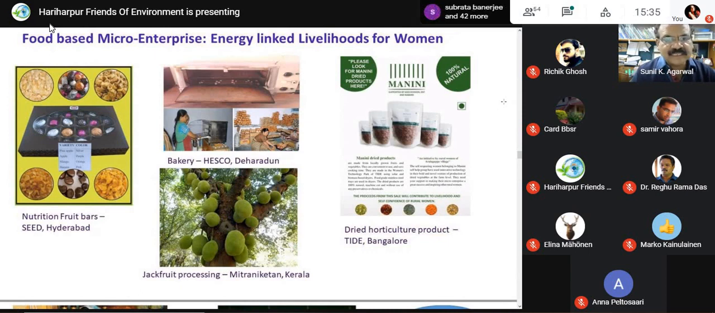So there is a technology flow from one organization to another, and they are working on the local produce, with slight changes as per the climatic conditions to control the inner environment for humidity or temperature. And on the right side, you can see the dried product by Tide Bangalore. So these are the collective efforts and interlinkages within the core groups, which are really helping to grow and nurture them as technology innovation groups. Next slide, please.